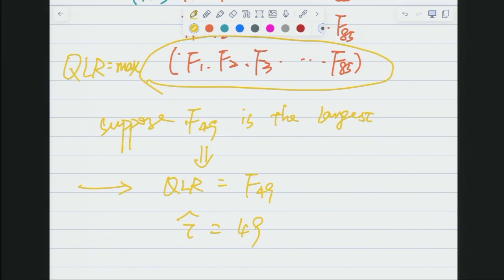And the date where the break is most probable, according to the data set, is 1993 Q1. Okay, so this is the QLR test. So just some final notes about breaks.